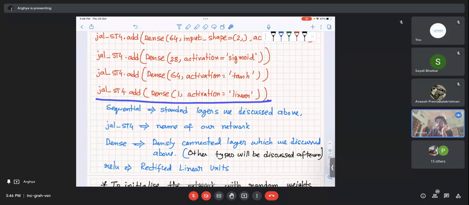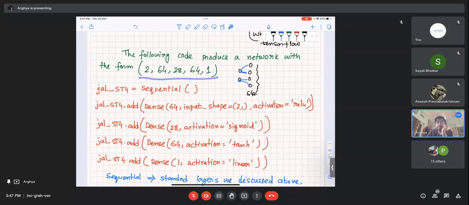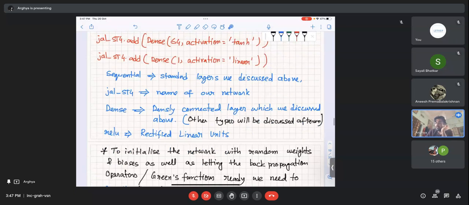You can add more layers. It does not matter. You can just keep on adding, model dot add, whatever you want. But say we stop here. So far we are thinking about this network itself: 2, 64, 128, 64, 1. Now, Dense I have already explained. ReLU I forgot last day, so that is just rectified linear units.